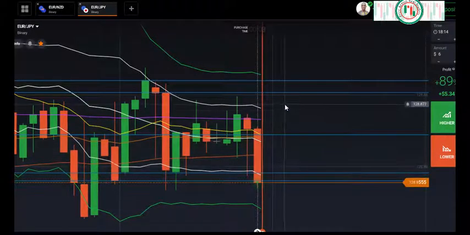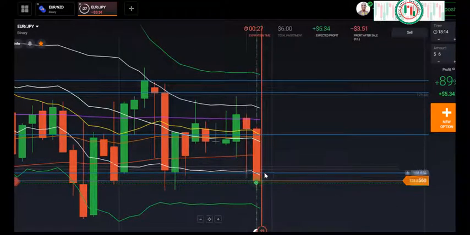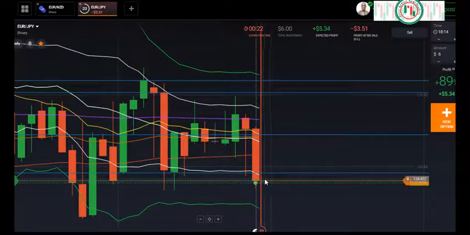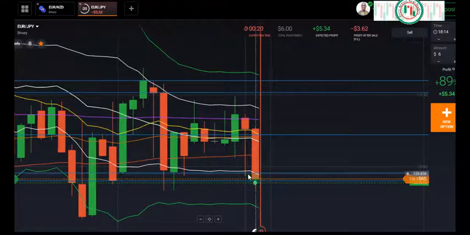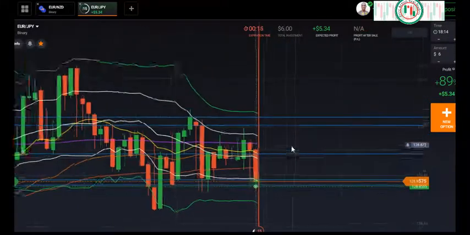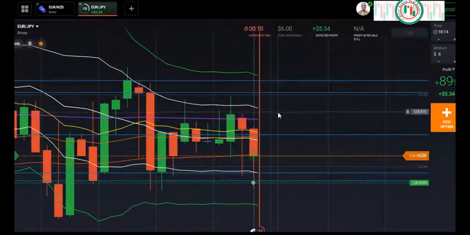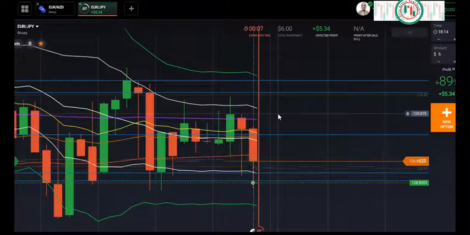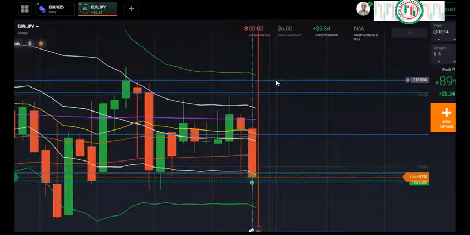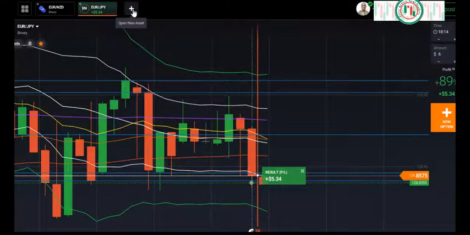Yes, I place my trade. I place my trade call option here because I know definitely the market will reject from this level. The market will not pass this area. At least it will close here or maybe in the middle of the Bollinger Band. So let's wait for the results. So you see the market is rejected. So you see this is a winning trade.